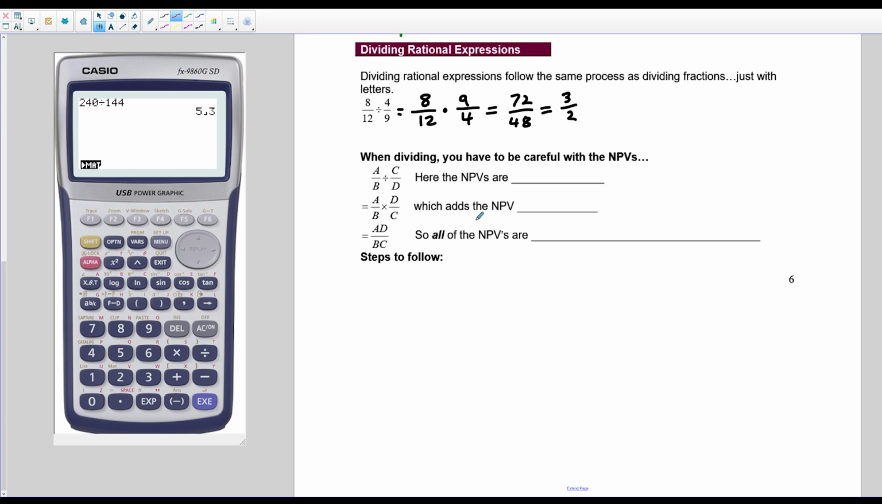So when we're dividing, we just need to be really careful with NPVs. We can see here that we've got 2 of them to start off with. First of all, we've got B and D, so B cannot equal 0 and D cannot equal 0. But once we go ahead and flip our second fraction, we can see now that C is on the bottom, so C cannot equal 0. Once we actually finish multiplying, we get 3 NPVs: B cannot equal 0, C cannot equal 0, and D cannot equal 0.